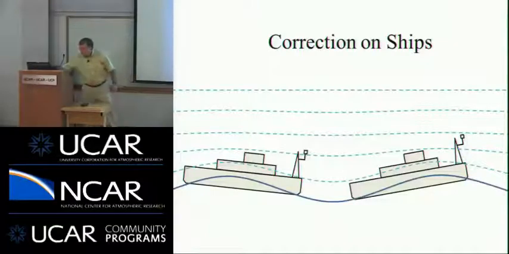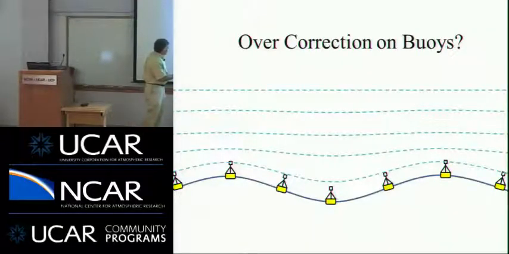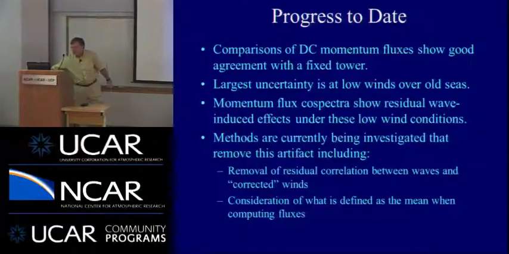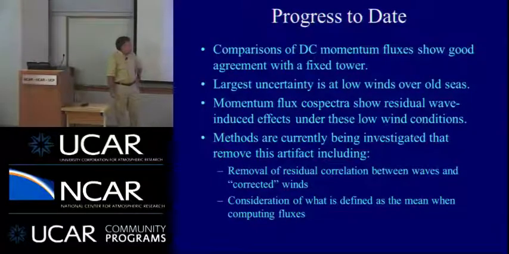So two different cases. Things get different as you get closer to the surface, right? So there may be less of this relative motion as measured by the sonic than the motion correction thinks there is. That's one thing that we're working on. Let me just say that the comparison of the momentum fluxes shows good agreement with the fixed tower, but the largest uncertainty is at low winds, particularly over old seas. So this induces a residual wave-induced effect under these low wind conditions.